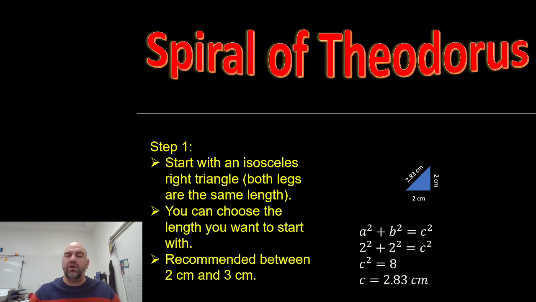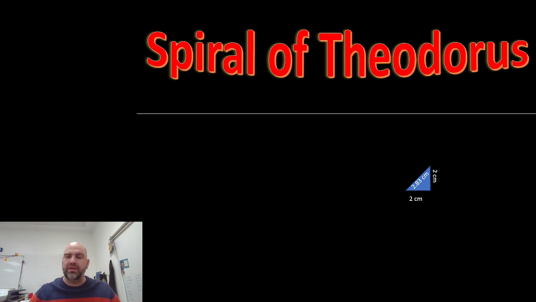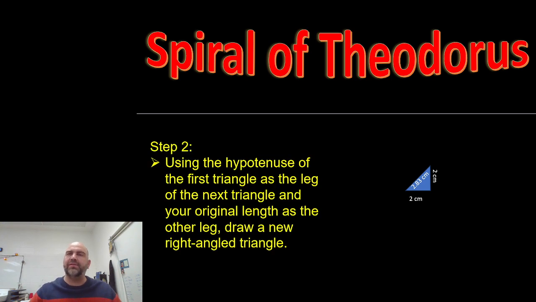All right, so now we have our first triangle. And let's just rearrange it there. All right, we got the hypotenuse. Now, using the hypotenuse of that first triangle as the leg of our next triangle, you're going to draw out a second one.